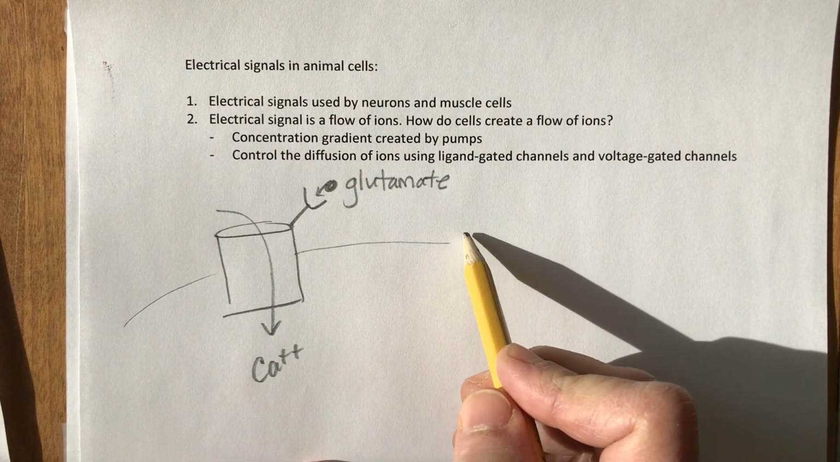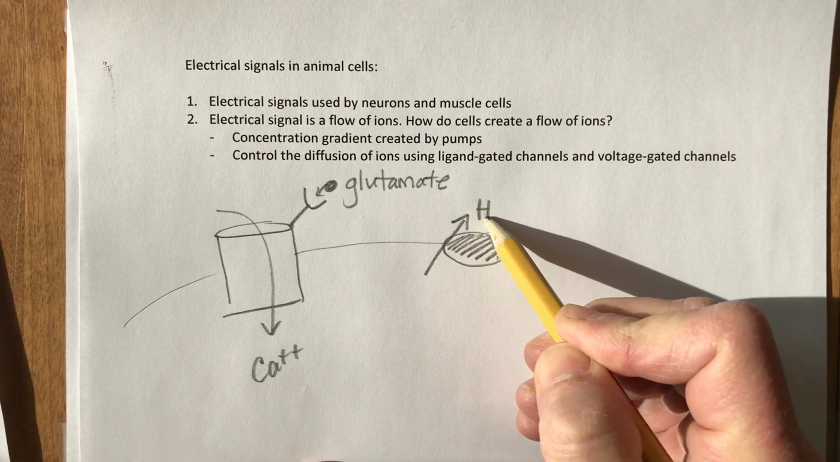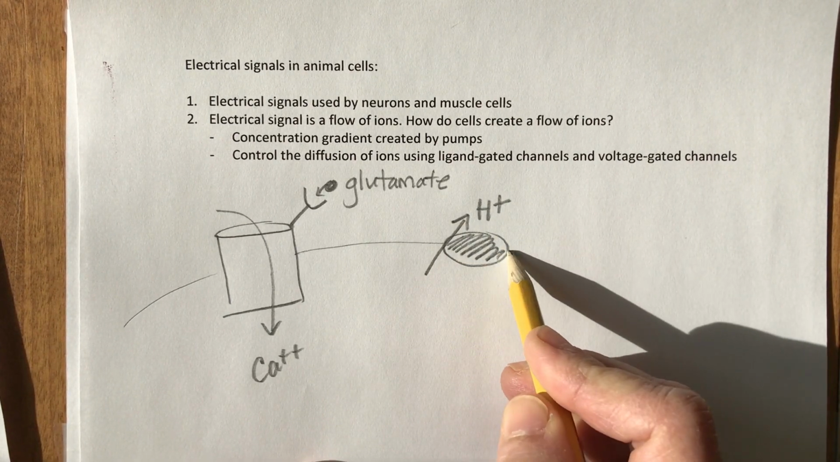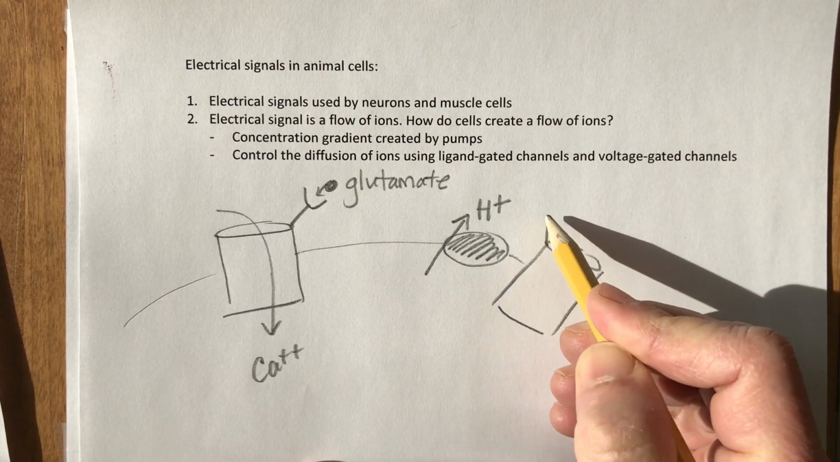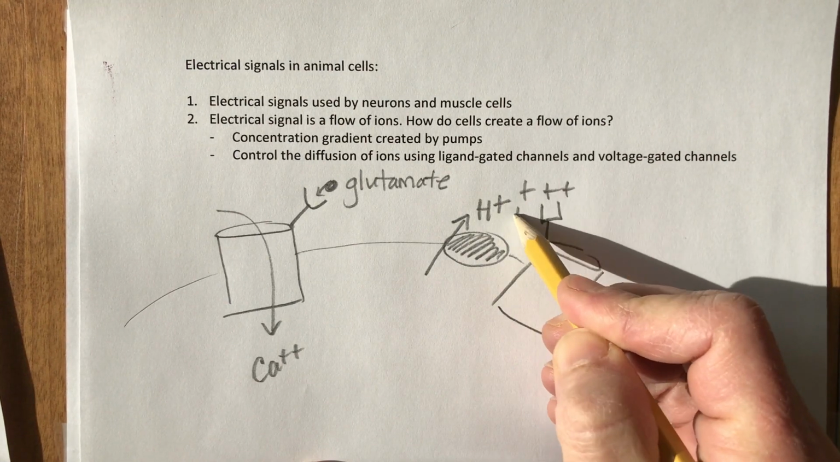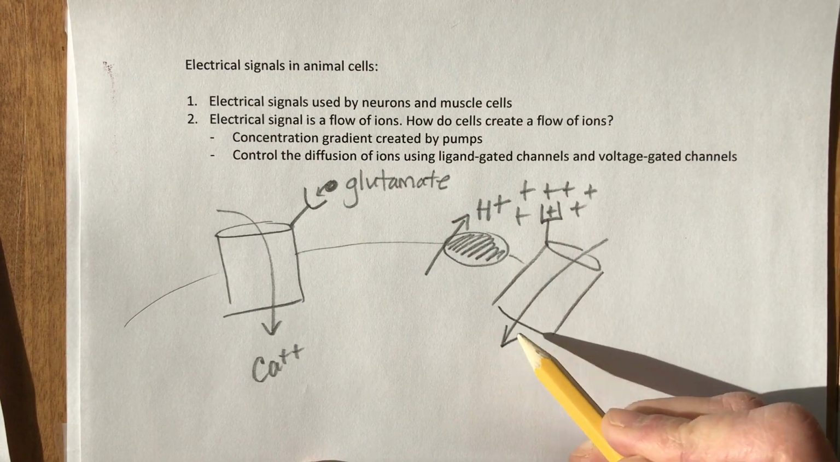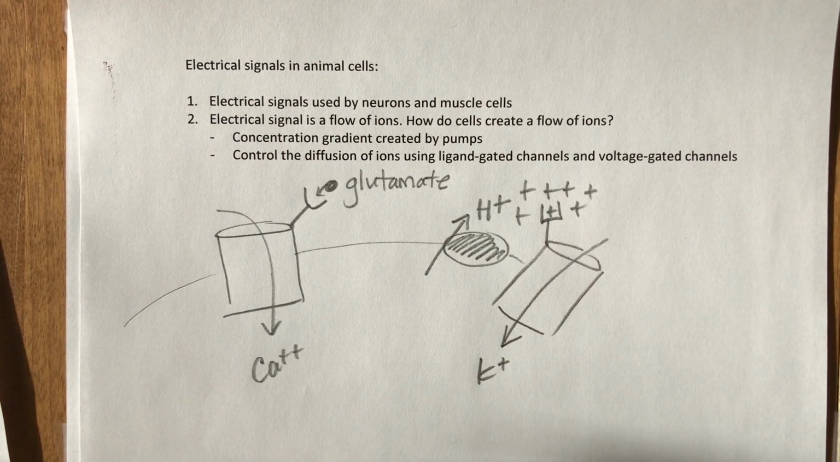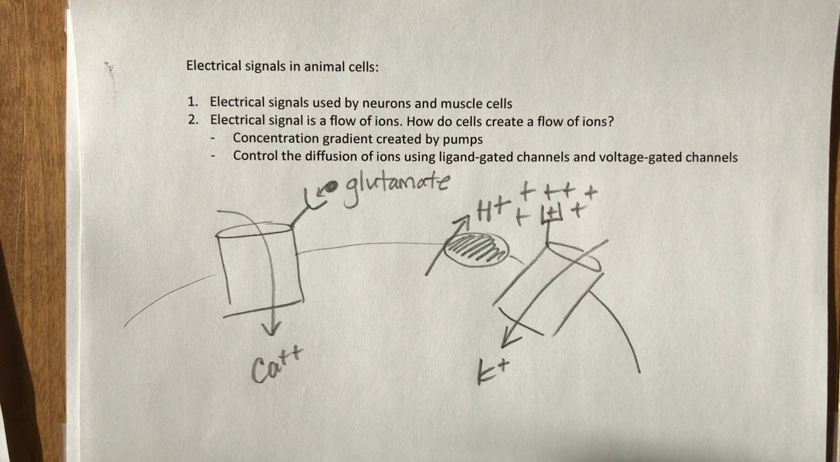We also saw in stomatal control hydrogen ion pumps that created a hydrogen ion concentration gradient. And this concentration gradient of hydrogen ions triggered voltage-sensitive potassium channels, and potassium flowed down its concentration gradient into a cell. These ligand and voltage-gated mechanisms are similar in animal cells.